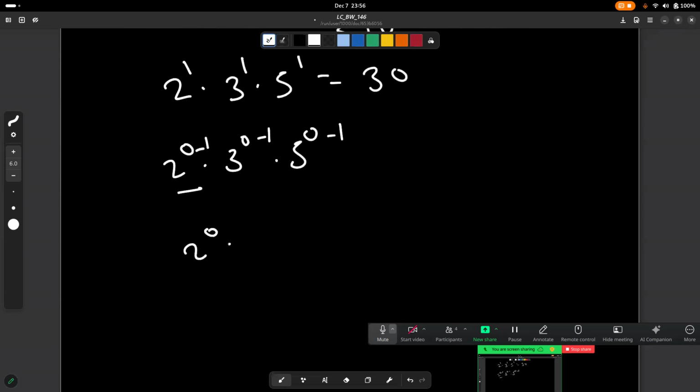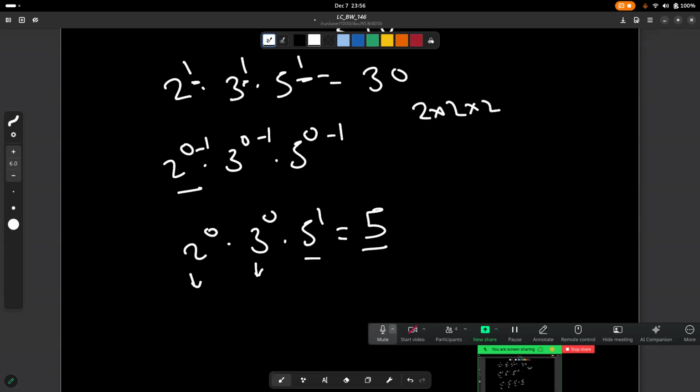For example, you can have 2 raised to the power 0, 3 raised to the power 0 into 5 raised to the power 1. That is, this becomes 1, 1, and this is 5, that is 5. Basically, all primes will have a value in the range of 0 to 1. So you have 2 into 2 into 2, 8 divisors for 30. And you can basically factorize a number into primes and calculate number of divisors.